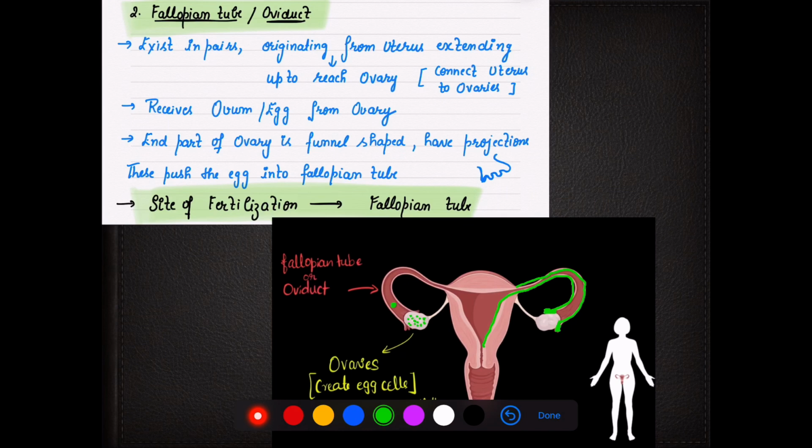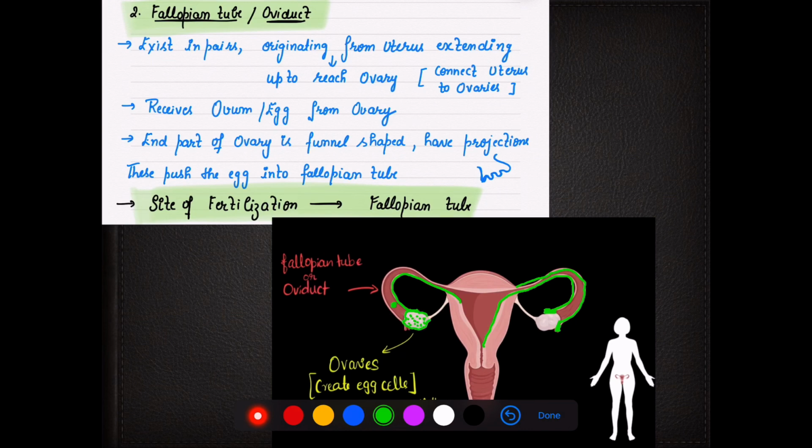Right now I don't want to go into much detail because otherwise you will be very confused, but one by one I'm going to the explanation part. Right now my purpose is to tell you what the oviduct is. The oviduct is the one that connects your uterus with the ovary, right. What does it do? It receives the ovum. It will receive the egg and ovum from the ovary.